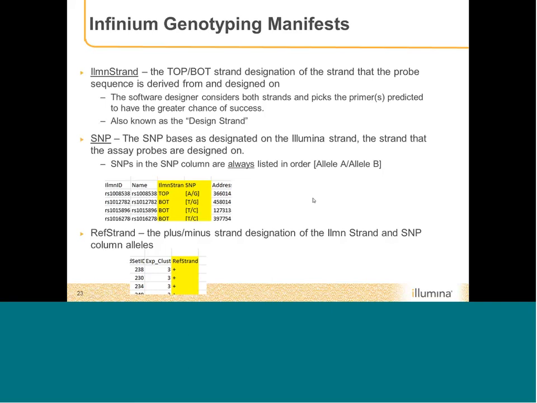That cannot be said to be true for any of the other columns in the manifest, because those can be derived from the database, and the database may or may not adhere to genotype A, genotype B order. All right. Another column, a very important column, is the ref strand. It's at the far right of the manifest, and it's filled with plus and minuses, and it simply tells us what genomic strand, the plus or reference strand or the minus or anti-strand, that the SNP and the Illumina strand are on. So this ref strand refers back to the Illumina strand, the design strand of the assay.